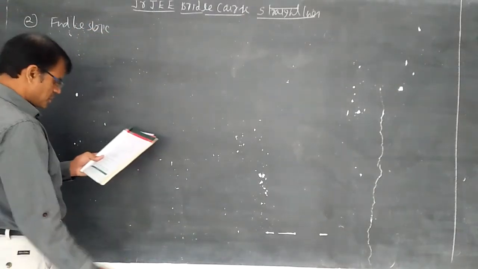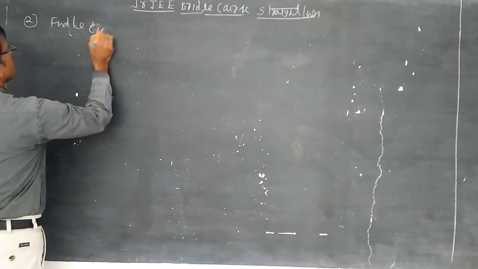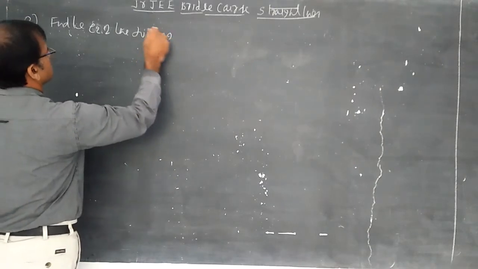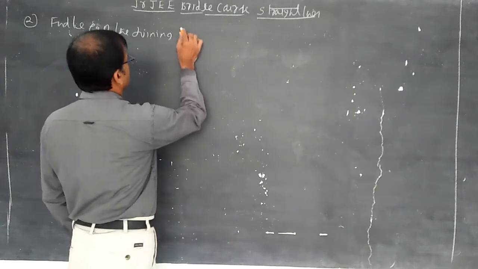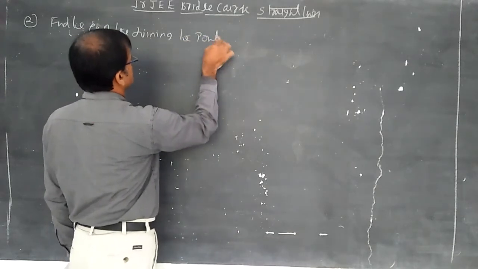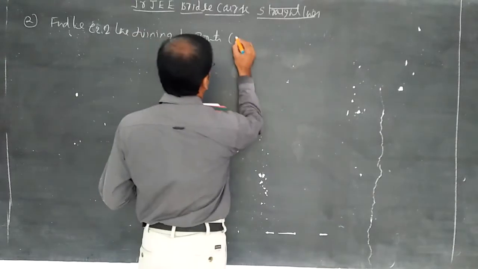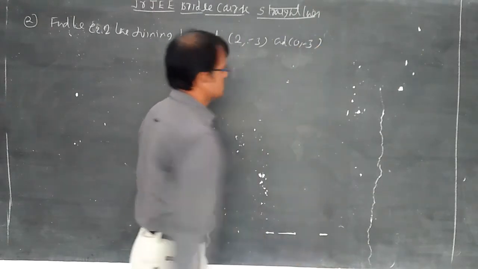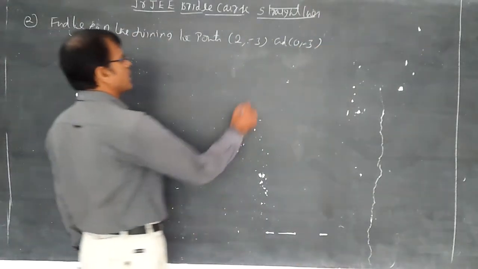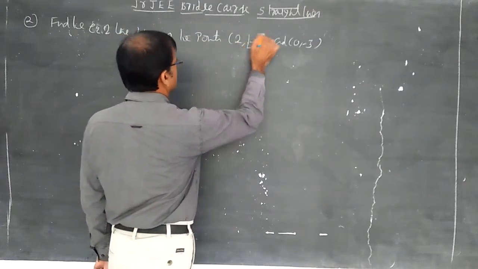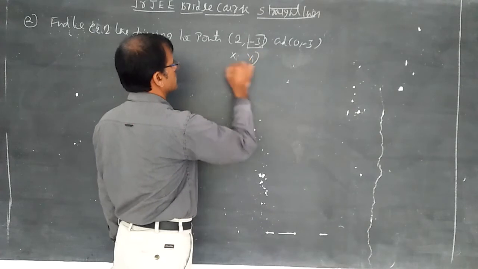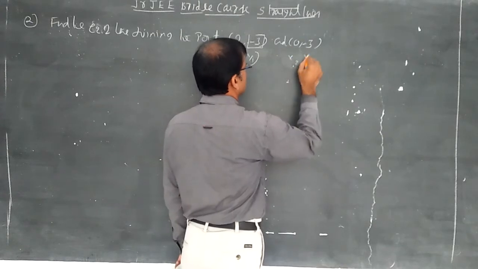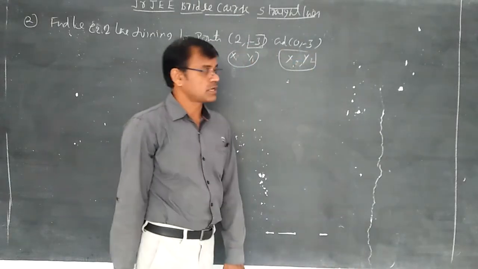not slope, equation directly first. Find the equation of line joining the points 2 comma minus 3 and 0 comma minus 3. Try to understand that here this is the x coordinate and this is the y coordinate. x1, y1 I put here. This is x2, y2. X coordinate is called the abscissa and y coordinate is called the ordinate.